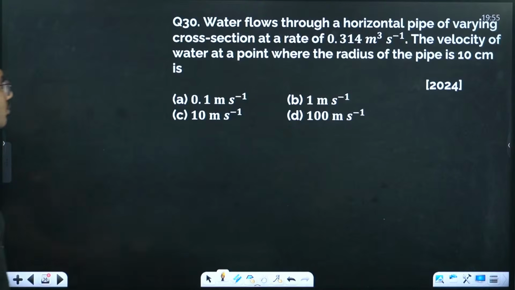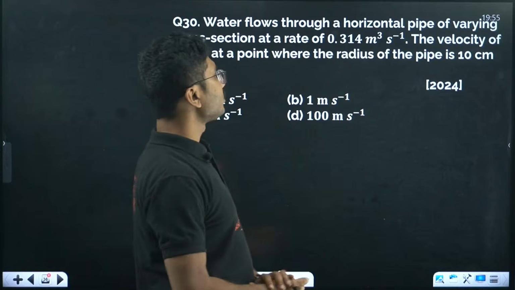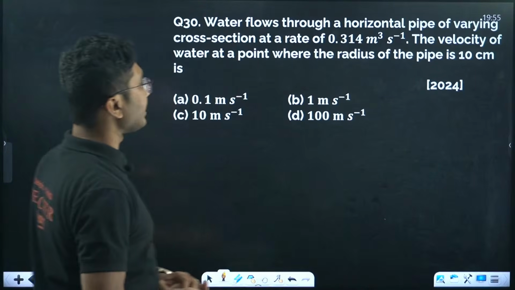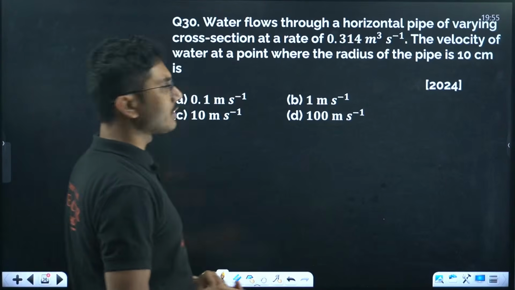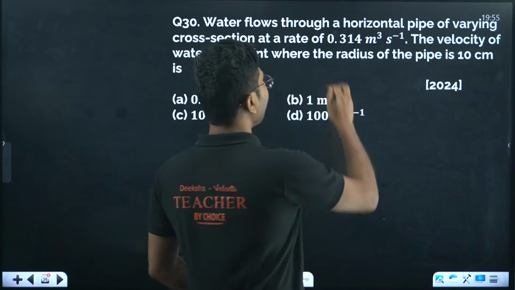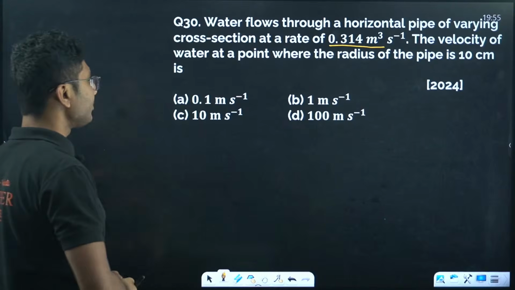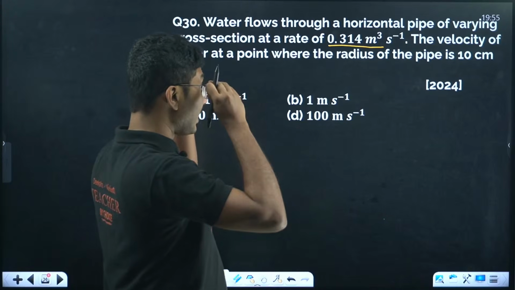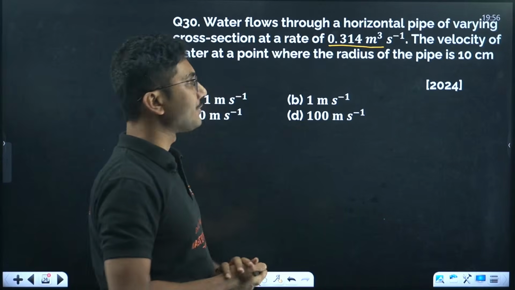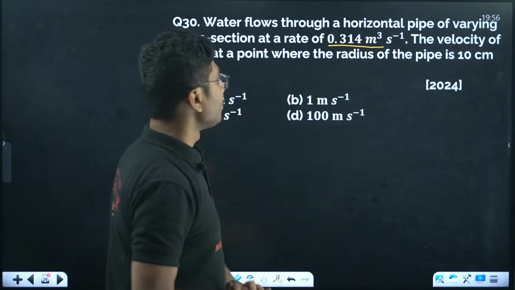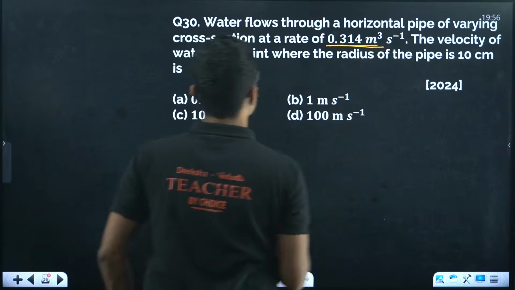Okay, now let's move on. Water flows through a horizontal pipe of varying cross section at a rate of 0.314 meter cube per second. The velocity of water at a point where the radius of the pipe is 10 centimeter. So flow rate is given.